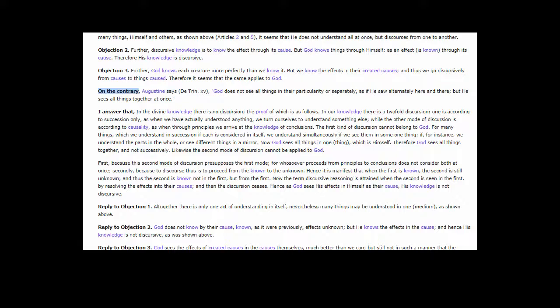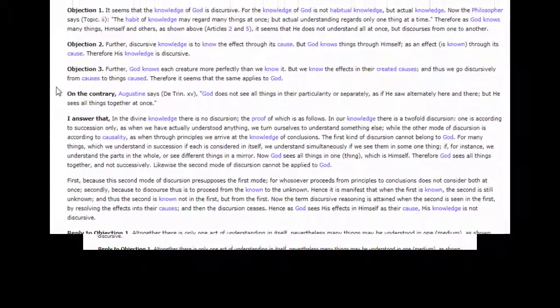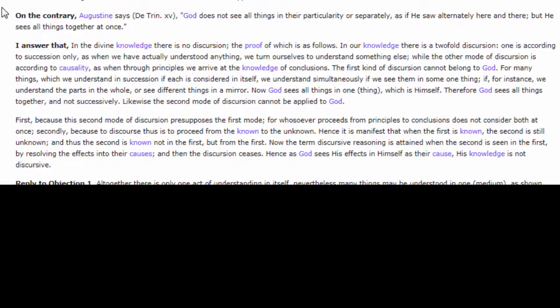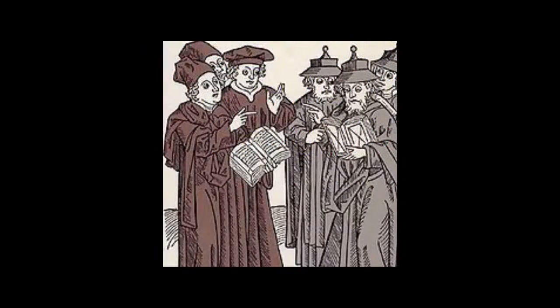And then he's going to say, "I answer that." And the "I answer that," or the respondeo, or "I respond," or something of this nature, is his magisterial statement. This is the answer that I have for you. Then later on, you're going to have a reply to objection 1, objection 2, objection 3, and on. So this is the basic format of all of the works in the Summa.